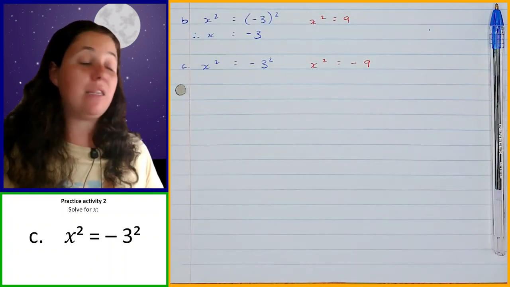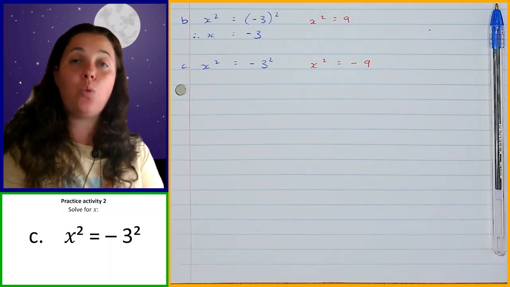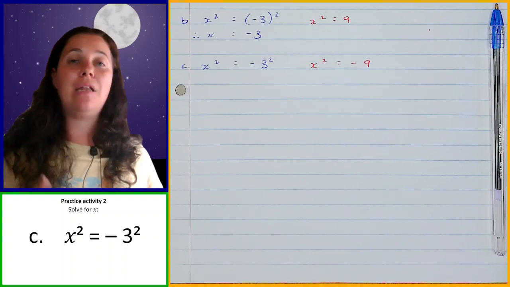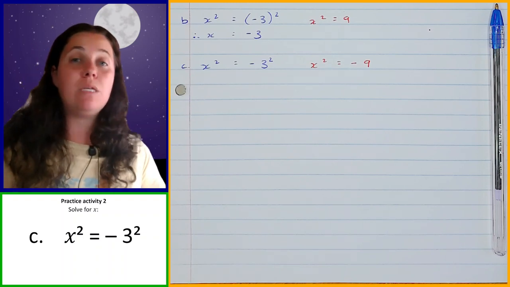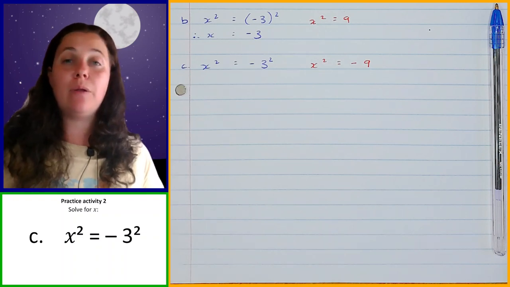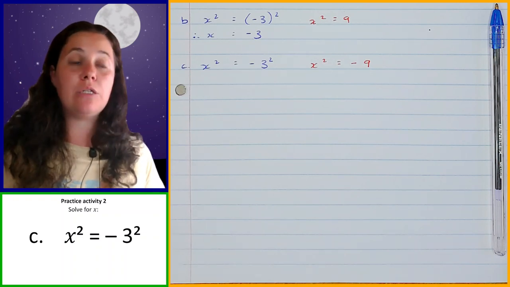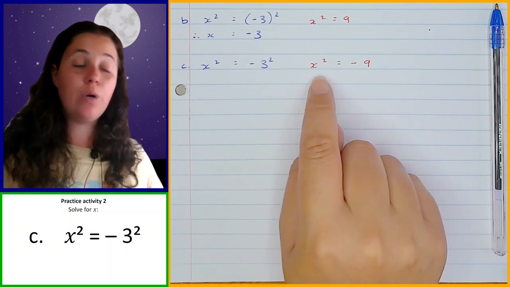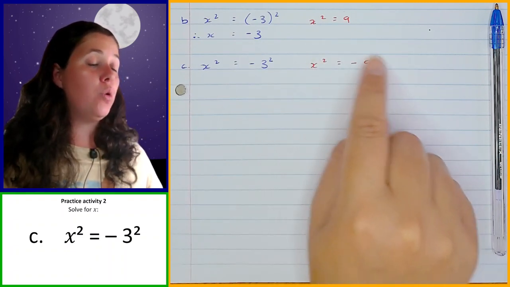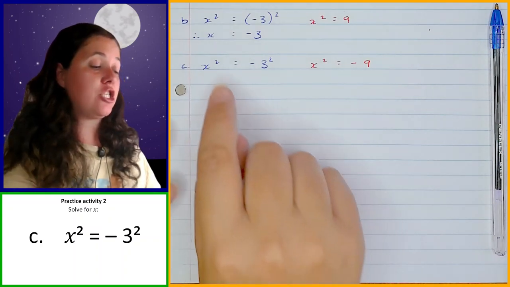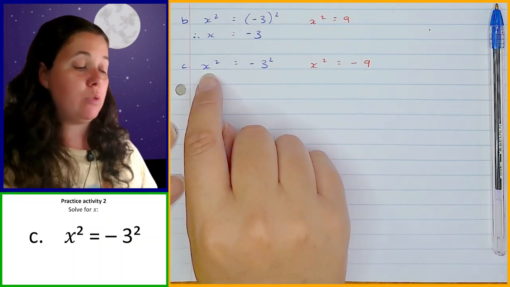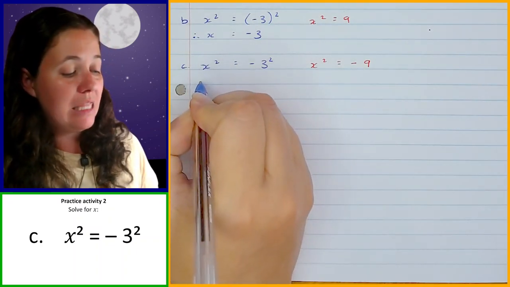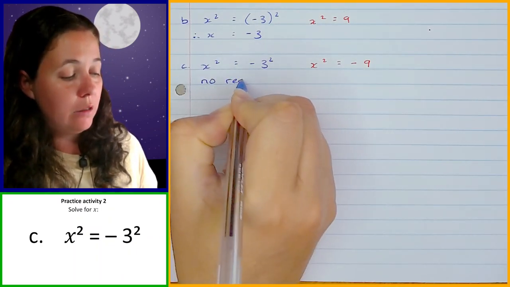You can't have a square number giving a negative result. Because remember, if you have a negative number being squared, it'll always be positive. And if you have a positive number being squared, it'll always be positive. So you're never going to get a negative answer when you square something. So there is no real solution. This is actually, x would be an imaginary number in this one. It's a non-real or imaginary number. So in this case, we can say there is no real solution.